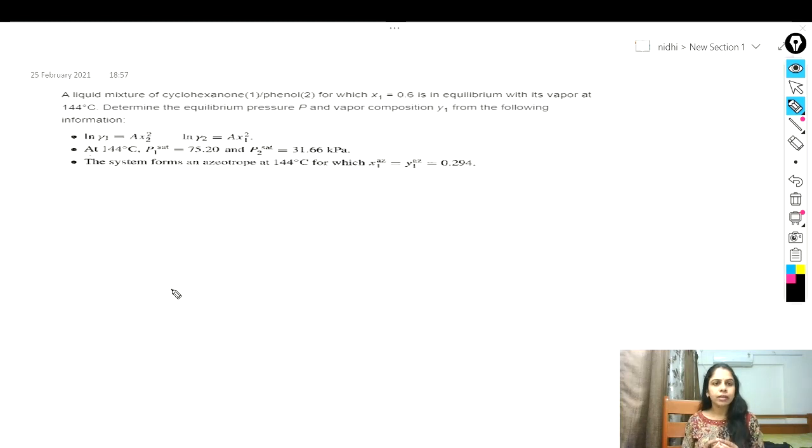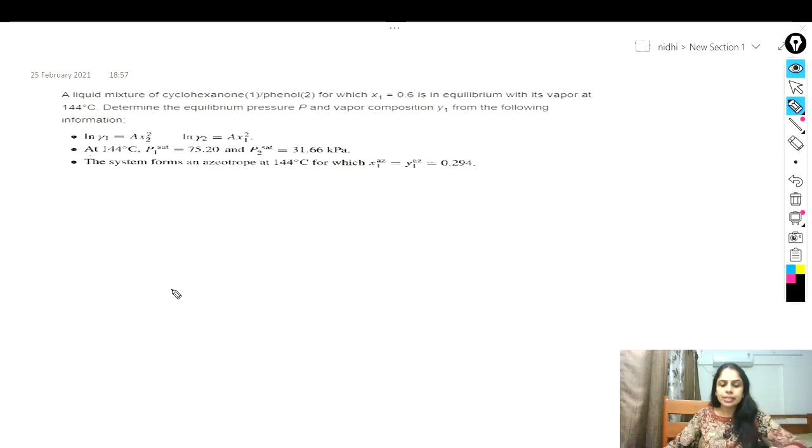The information given is the activity coefficient for component 1, given as ln gamma 1 is equal to A x2 squared, and ln gamma 2 is equal to A x1 squared. We have already discussed these activity models. And P1 saturated, the vapor pressure of component 1, is 75.2 kilopascal, and P2 saturated, the vapor pressure of component 2, is 31.6666 kilopascal. The system forms an azeotrope at 144 degrees centigrade, for which x1 azeotrope is equal to y1 azeotrope, which is equal to 0.294.